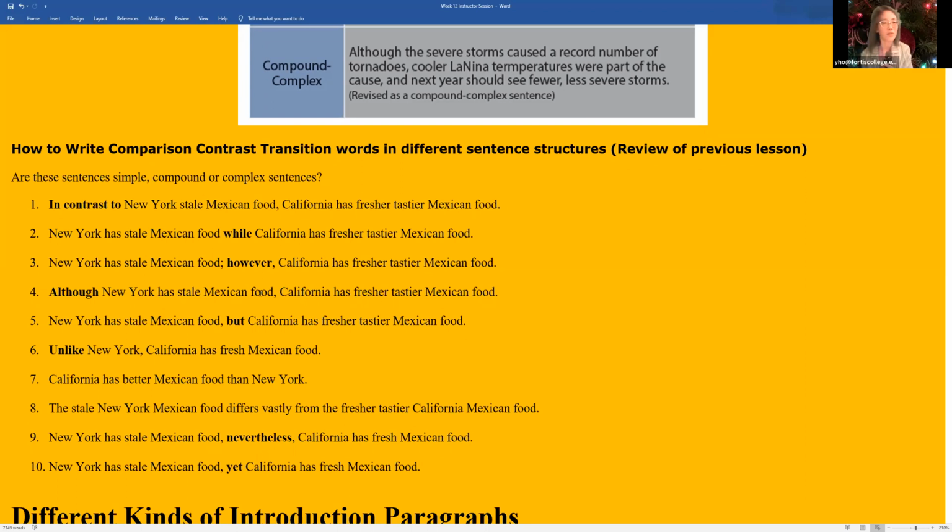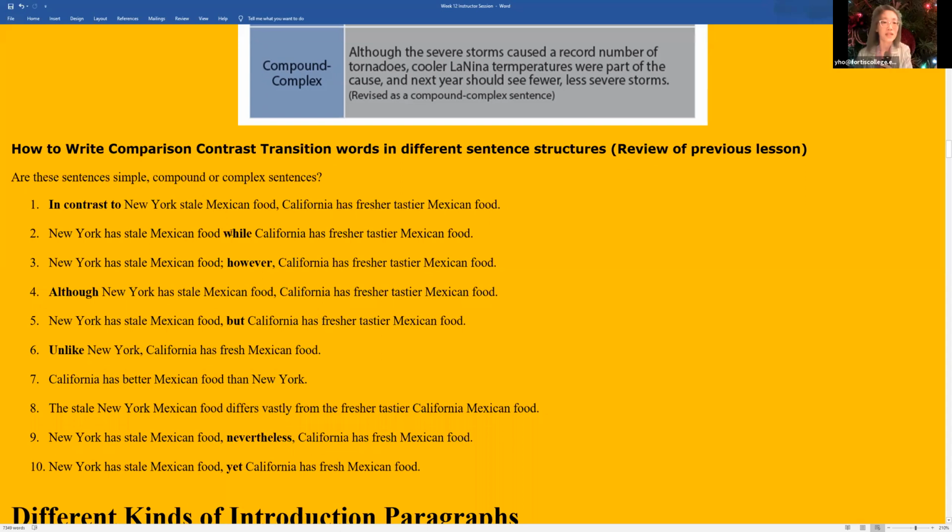Okay, number 2, New York has stale Mexican food while California has fresher, tastier Mexican food. So, Mariah, which one is that? Is that simple, compound, or complex? I do not know. I'm sorry. That's okay. I don't know the difference.